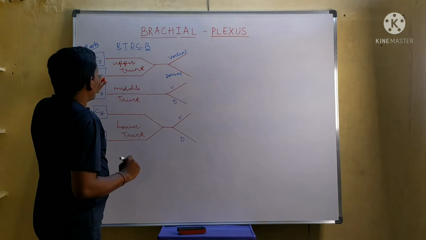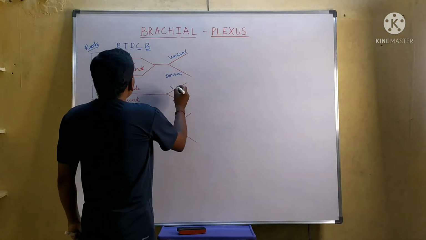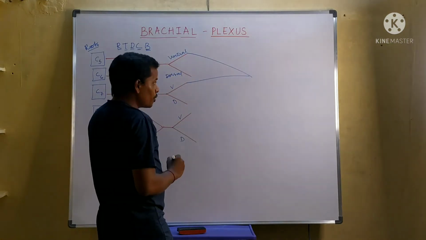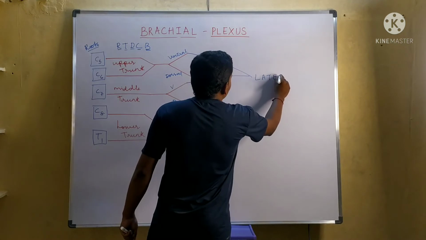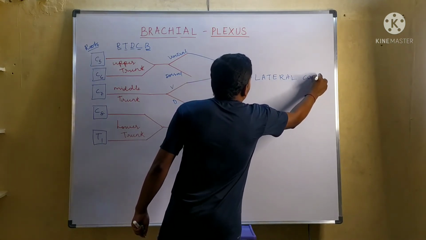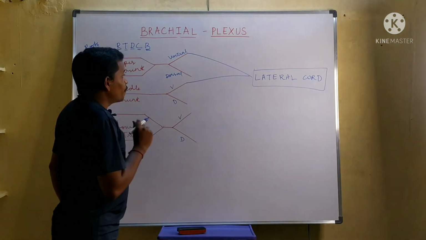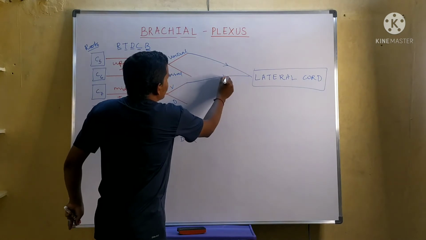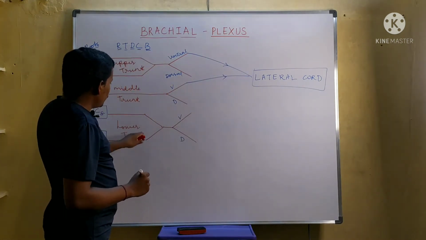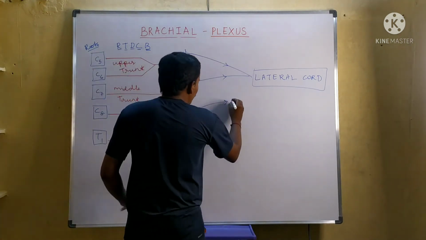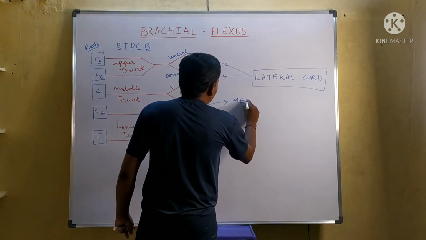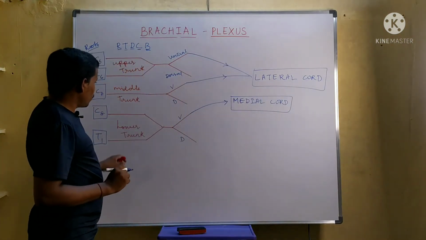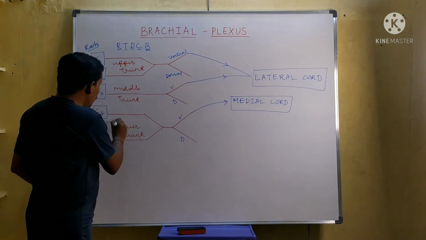Now how are the cords formed? The ventral divisions of the upper and middle trunks join to form the lateral cord, and the medial cord is formed by the ventral division of the lower trunk.